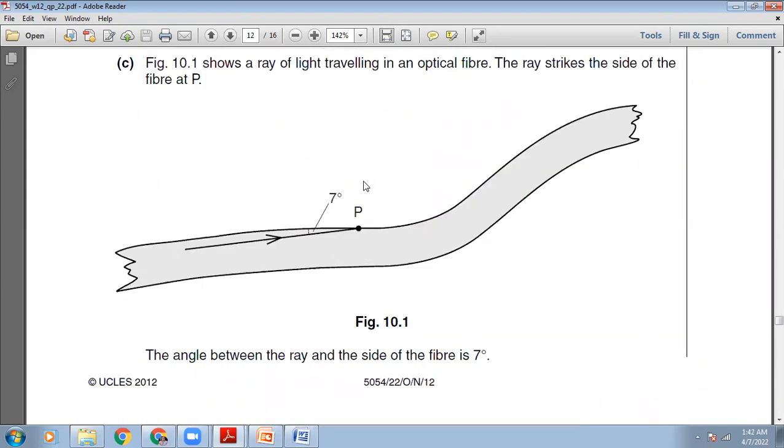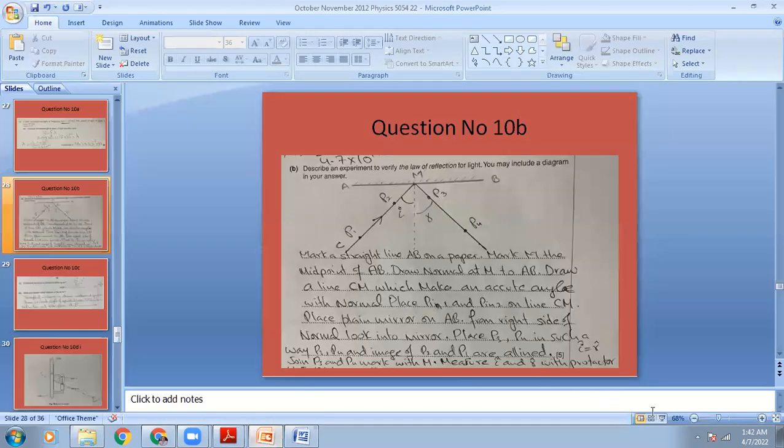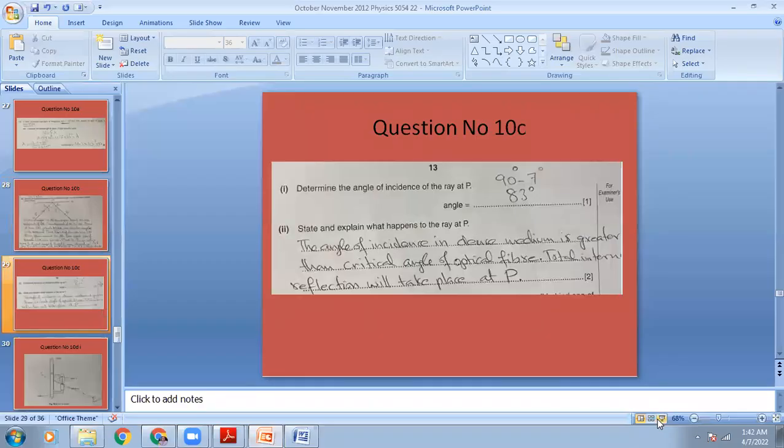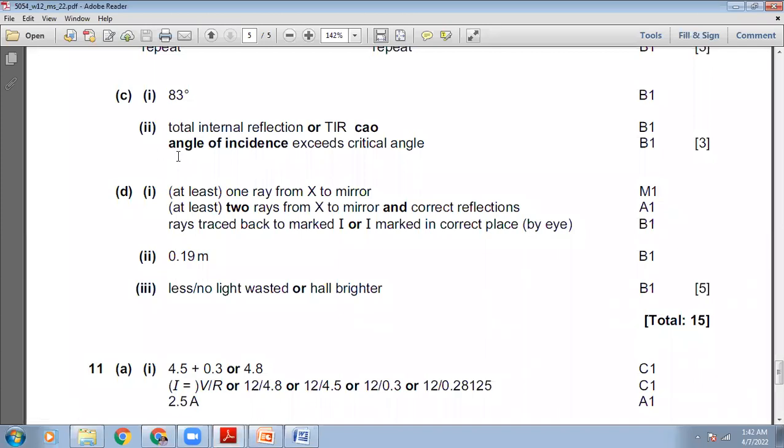You see, for the angle of incidence, draw a normal here. That normal makes a 90-degree angle with the surface. This angle is 7, so this angle with the normal will be 90 minus 7, and it will be 83. Determine the angle of incidence of the ray at P, and that will be 90 minus 7, that is 83. So let's have a look at the marking scheme. 83 is the right answer.